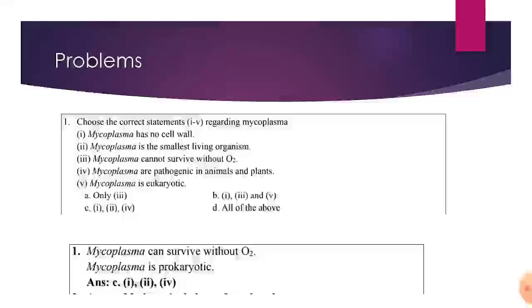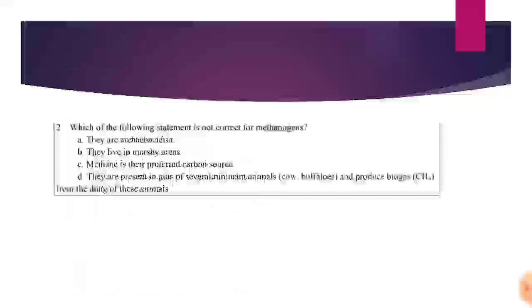The answer is option C, that is, statements 1, 2 and 4 are correct. Mycoplasma has no cell wall, mycoplasma is the smallest living organism, and mycoplasma are pathogenic in animals and plants. Mycoplasma can survive even without oxygen, and mycoplasma is not eukaryotic, it is prokaryotic. So option C is the correct answer.